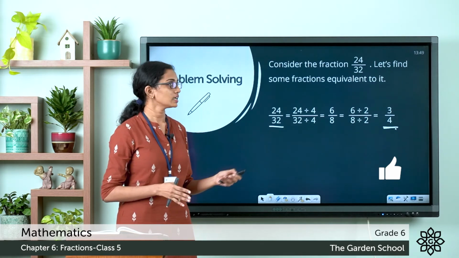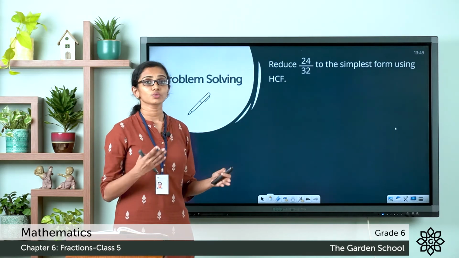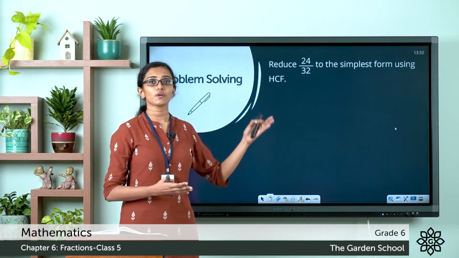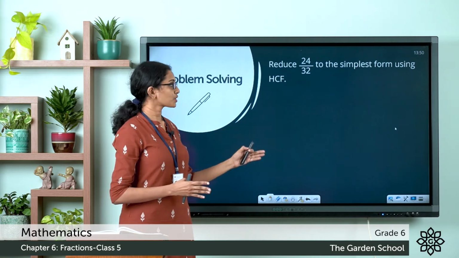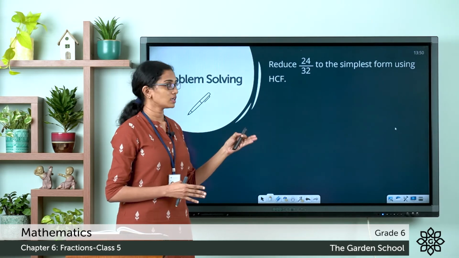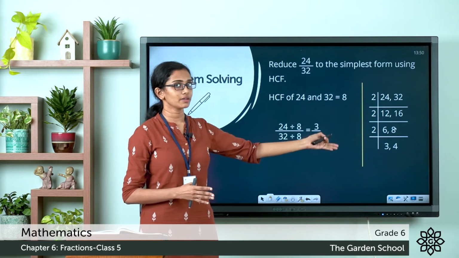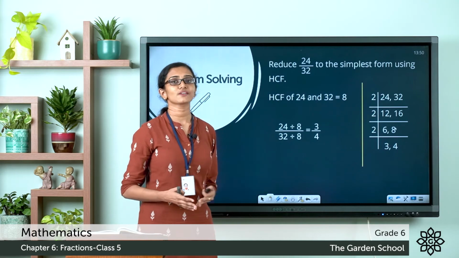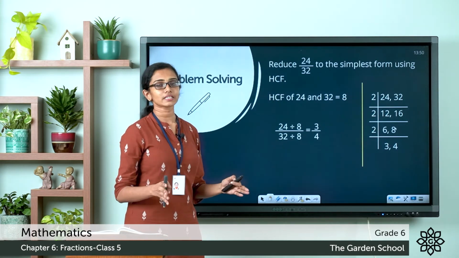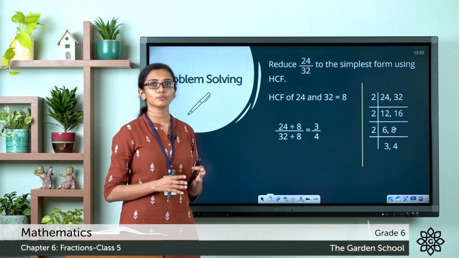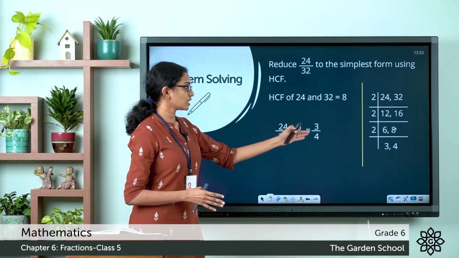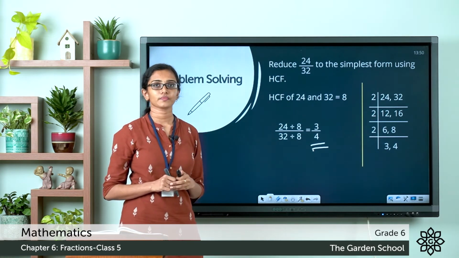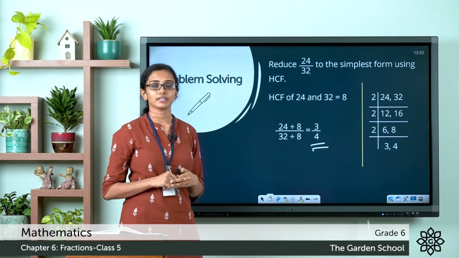We'll see the same question. You have to reduce 24 by 32 to the simplest form using HCF. So first you have to find out the HCF of the numerator and the denominator. So what is the HCF of 24 and 32? I've used the short division method or the common division method to find the HCF here. See, 2 into 2 into 2. The HCF is equal to 8. So now let's divide both the numerator and the denominator by 8, that is the HCF. And you see, you are getting the simplest form of the given fraction in just one step. So this is easier compared to the other method, right?